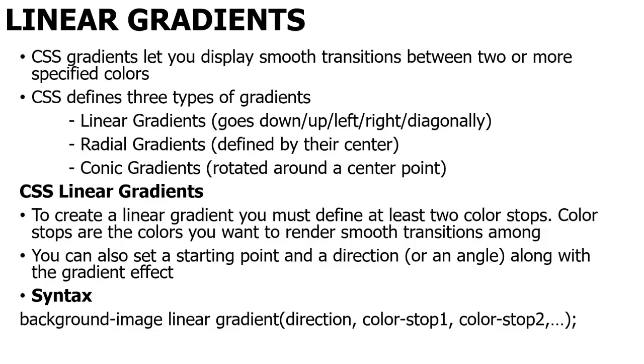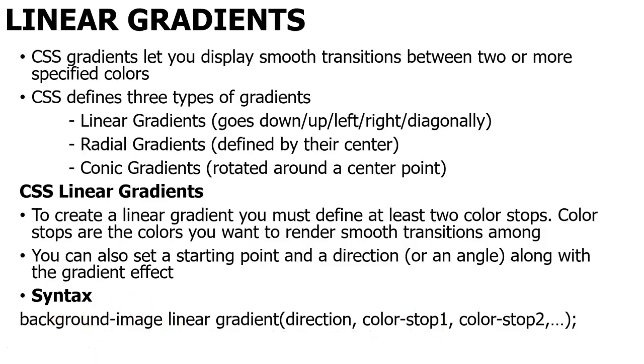display that transition. So for displaying these gradients, we have different types of gradient: linear gradients, radial gradients and conic gradients. First we'll see about linear gradient, where we give at least two color stops. So you give from what color to what color you want the transition to happen, setting the starting point and the direction along with that. The syntax used for this is background-image: linear-gradient. So what direction you want, what colors you want, what two different colors you want.